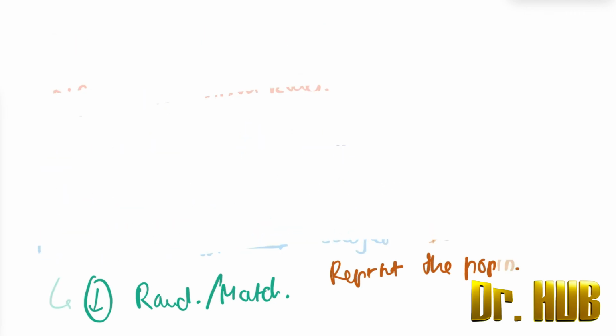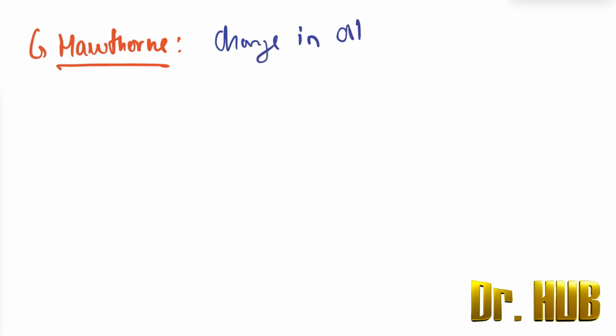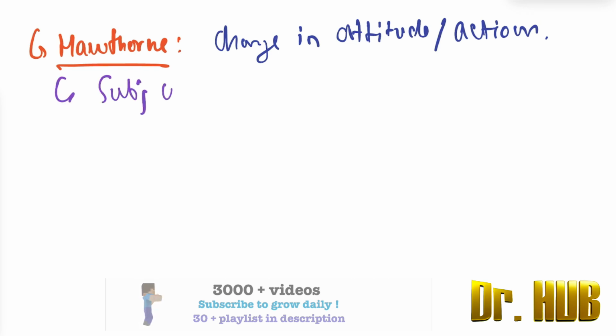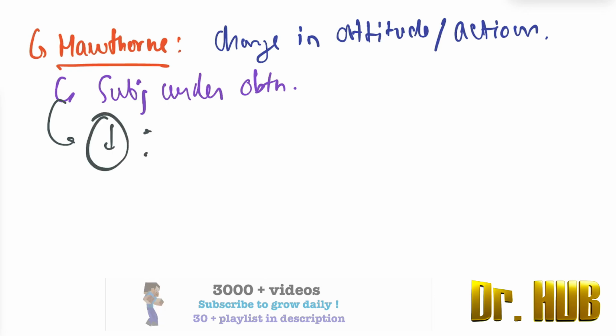Next is the Hawthorne bias. What is the Hawthorne bias? It is a change in the attitude and the actions of the subjects who are under observation, and this is reduced by the use of a placebo group.